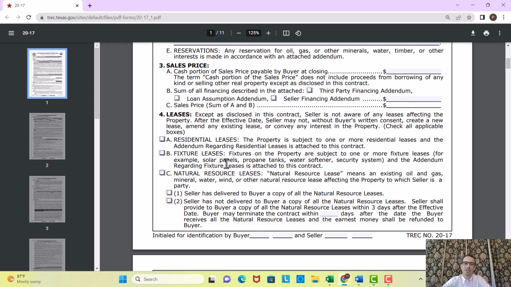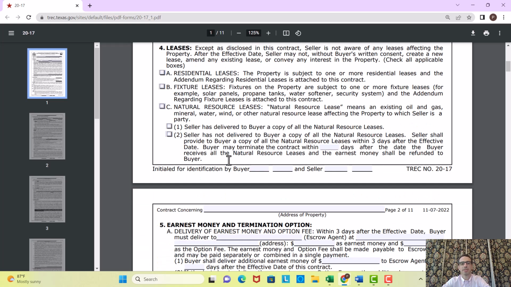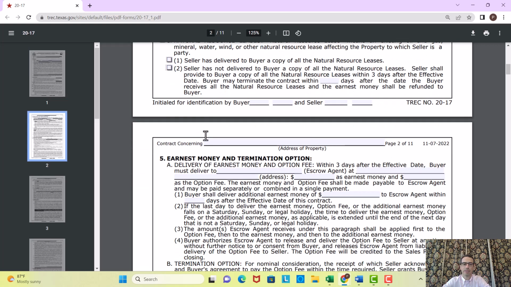Paragraph 4, leases. This lets the seller disclose any types of leases associated with the property. You might have a tenant there, so it's a residential lease. You may have a fixture lease. That could be the most common thing. There's maybe solar panels or a water softener that needs to be disclosed. Natural resources lease, oil and gas, mineral rights, and you have some disclosures that are required as part of that.